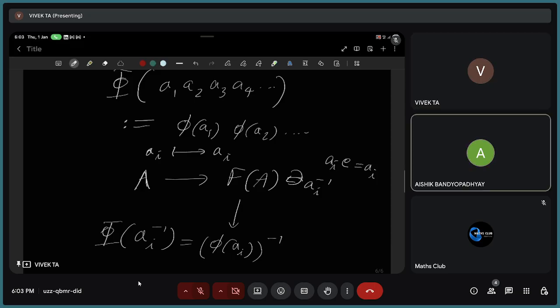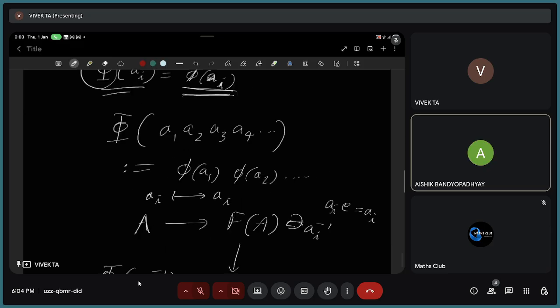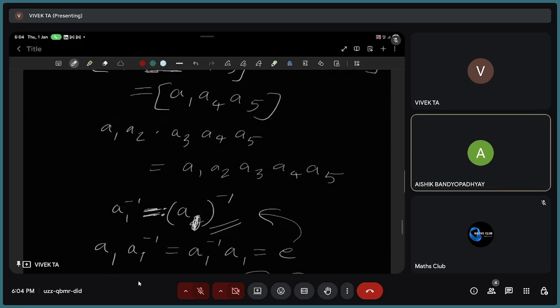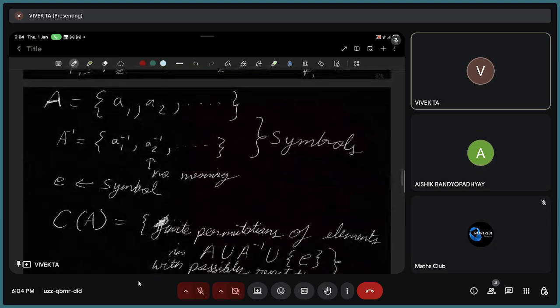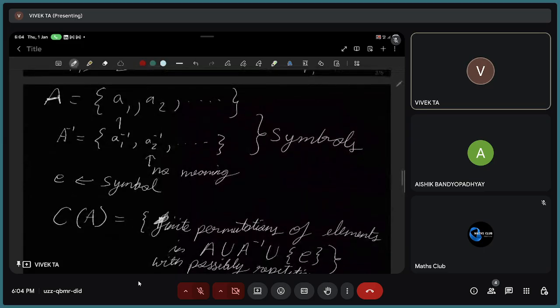When you initially defined the free group before this, you took capital A equals A1, A2, A3, A4, and then you also took capital A inverse equals A1 inverse, A2 inverse, A3 inverse, and then you defined C of A from that, and then F of A. So remember, I said there is no relation between these two guys when we were defining A inverse. These were symbols. These had no meaning.